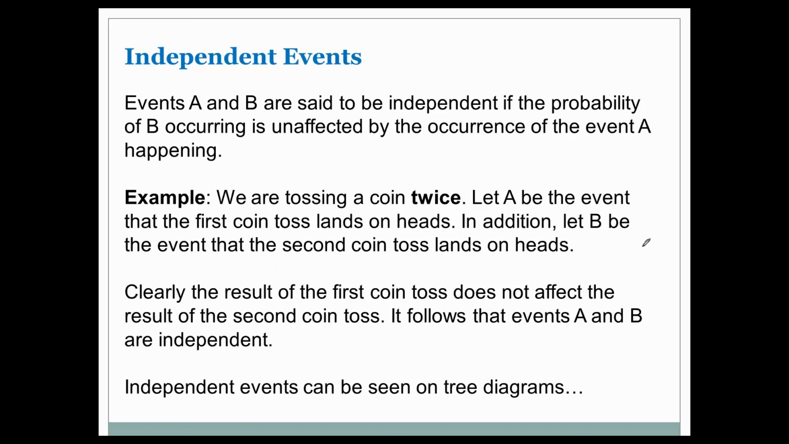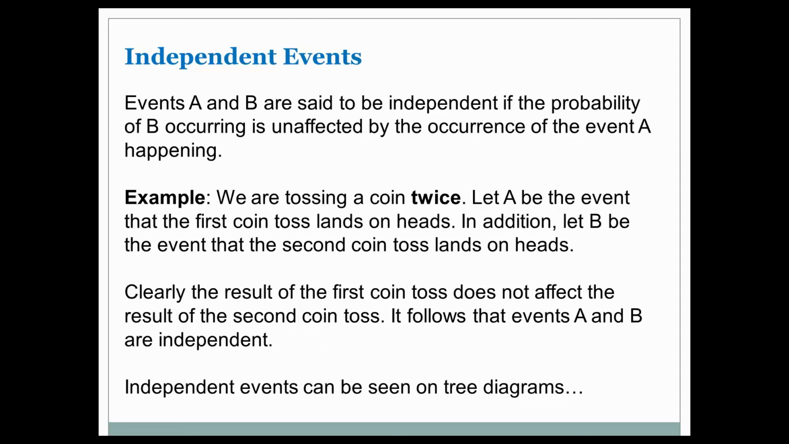We're going to toss a coin, but this time we're tossing it twice. We're going to let A be the event that the first coin toss lands on heads. In addition, we're going to let B be the event that the second coin toss lands on heads. Clearly the result of the first coin toss does not affect the result of the second coin toss. So it follows that the events A and B are independent.